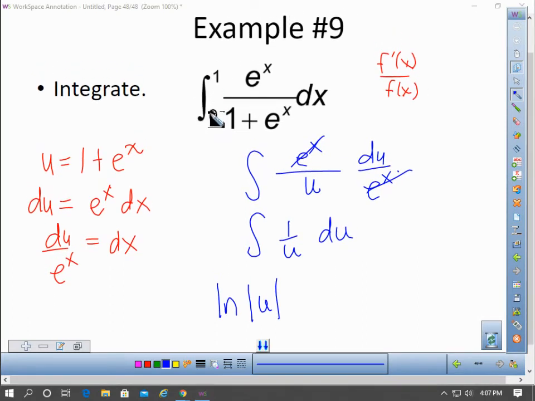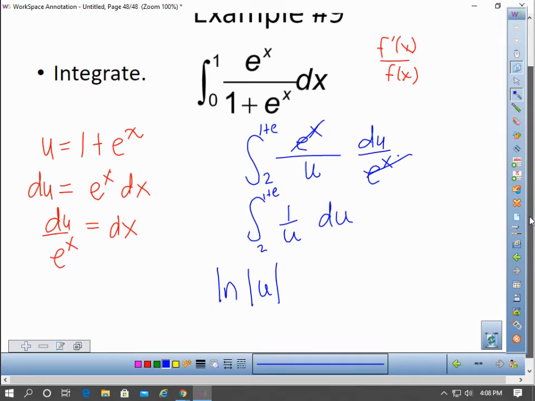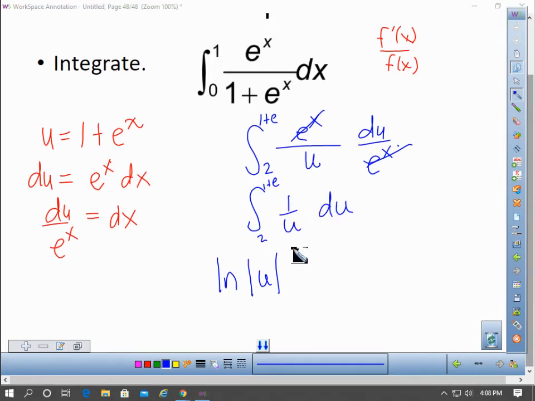These were x numbers, right? I don't want x numbers, so I need to do u values. So if I put a 1 in here, this is going to be 1 plus e. And if I put a 0 in there, e to the 0 is 1, so 1 plus 1 is 2. So those are my new numbers there, 2 and then 1 plus e. So now that I've got my antiderivative here, I'm going to evaluate that from 2 to 1 plus e.